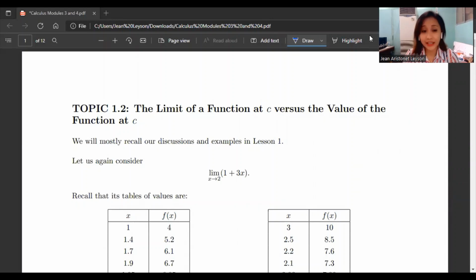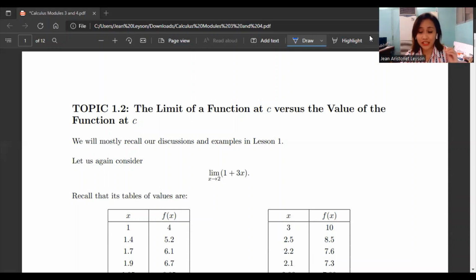Hi everyone. In this video, I will be discussing two topics. The first one is the limit of a function at C versus the value of the function at C. And later on, I will be talking about some limit theorems.